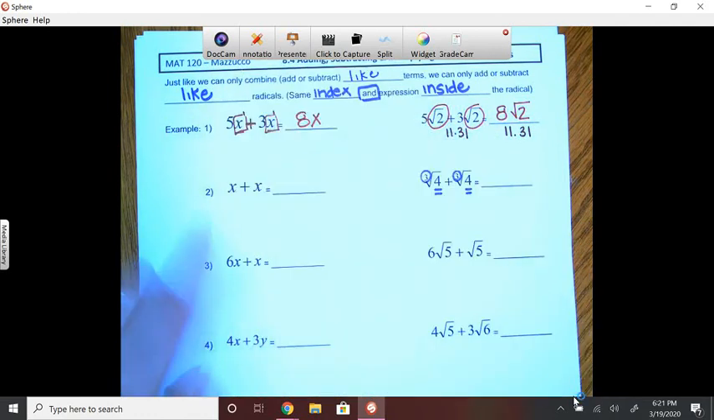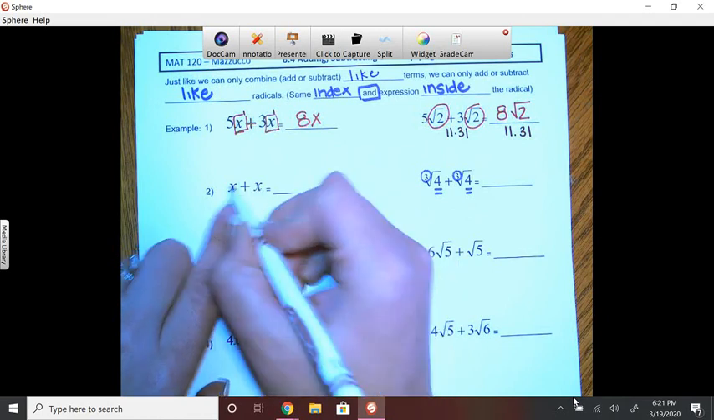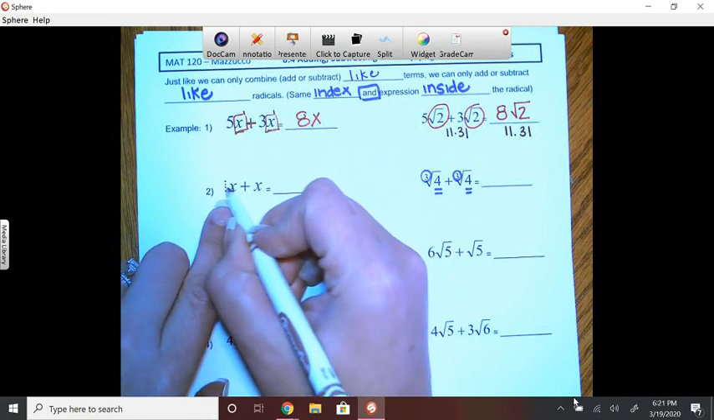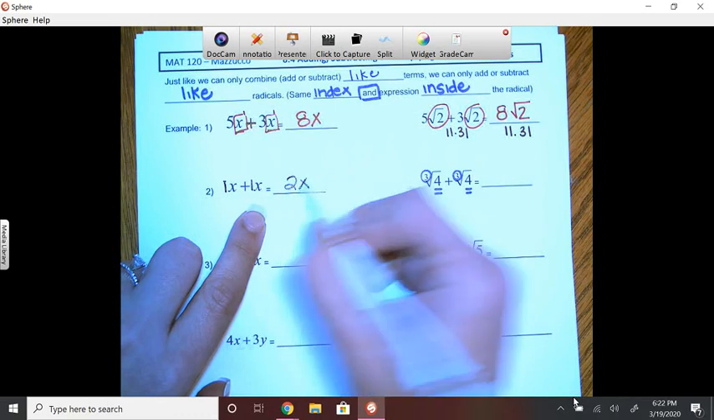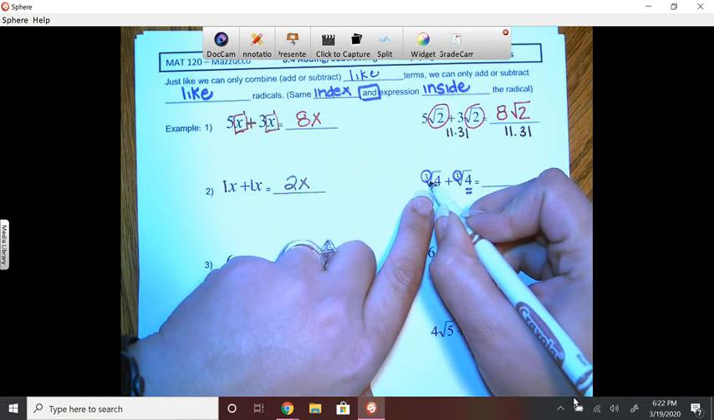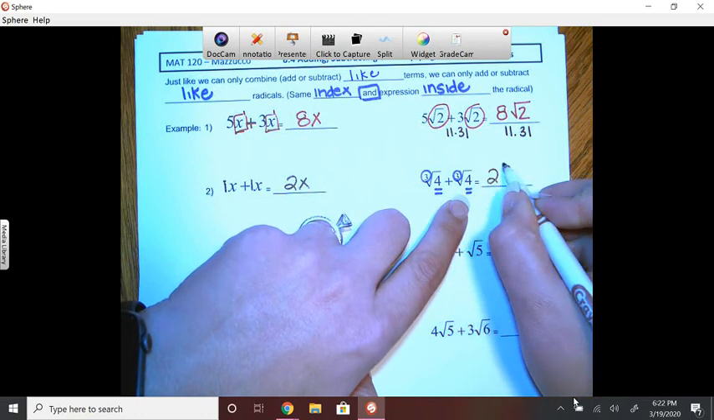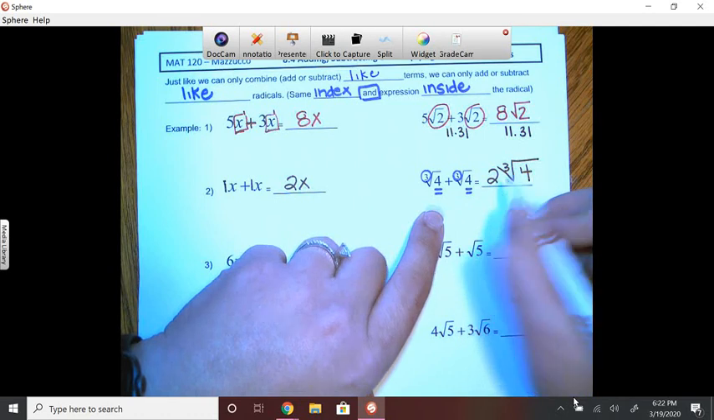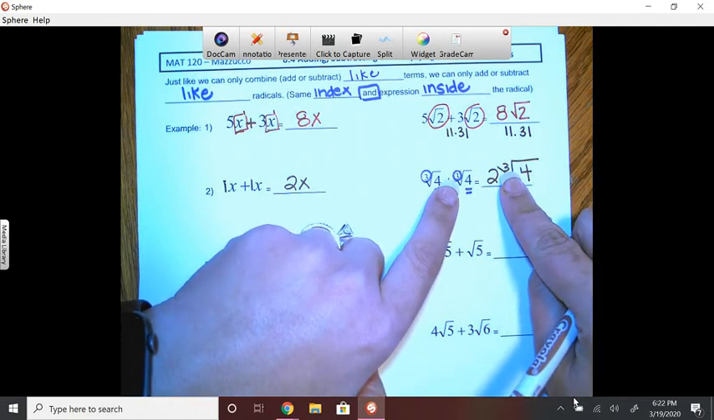Let's try another one. X plus X. There's an imaginary 1 in front of a variable because it means multiplication, and 1 can be multiplied to anything, so 1x plus 1x is 2x. Similarly, if we have 3 cube root 4 plus 3 cube root 4, that's 6 cube root 4. Again, we can put this in our calculator and see that these would have the same decimal answers.